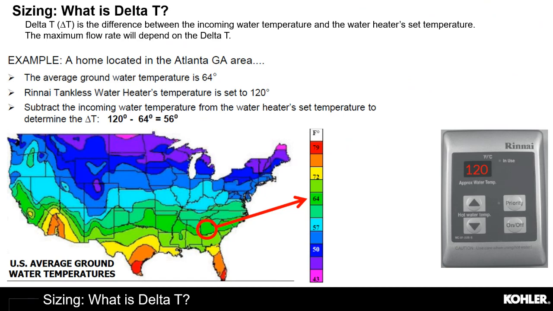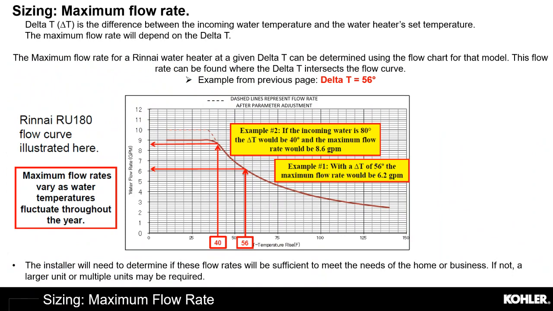And what that means when we look at our charting is that we are going to look at example number 1 in the box in yellow with a delta T curve of 56 degrees, the maximum flow out of a 199,000 BTU unit from left on water flow GPM, right on delta T curve on the bottom. Looking at the flow curve is going to give us 6.2 GPM total flow.